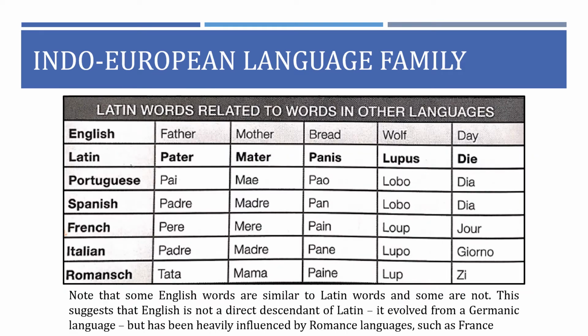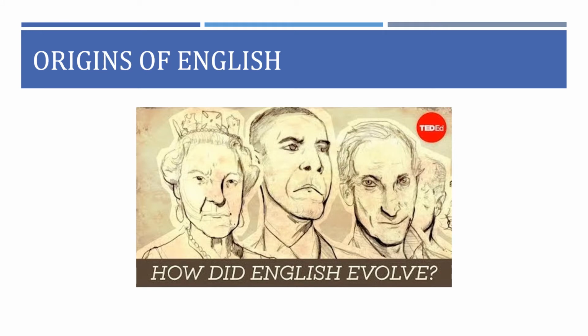So here's a chart of Latin words compared to those same words in these various other languages. And you can see this is called a sound shift, where it starts out as one and then over time the word becomes something different, but you can tell that originally they were the same word. So you can see that with all of these various words like father, mother, bread, wolf, and day. Take a second and watch this other really great TED Ed video about the origins of the English language.